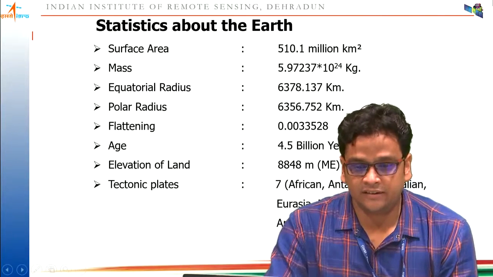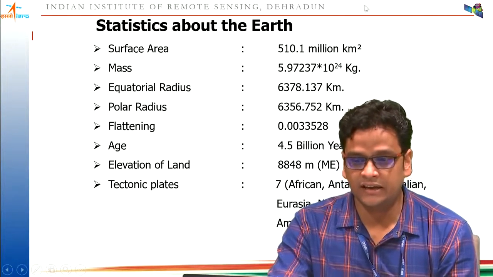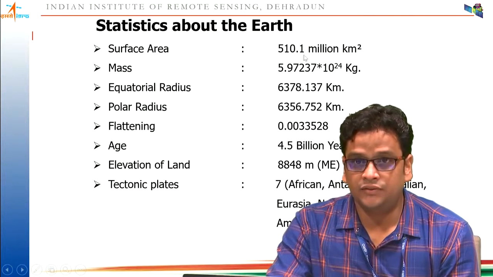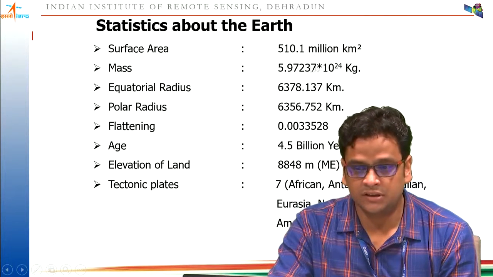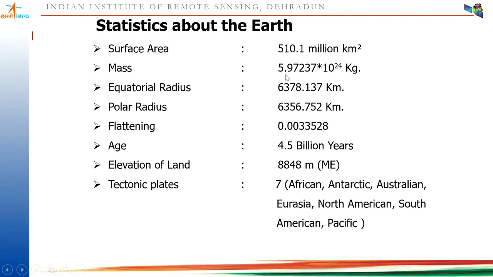So the basic stats: the earth's surface area is around 510.1 million square kilometer. The mass of the earth is around 5.9737 into 10 to the power 24 kg.